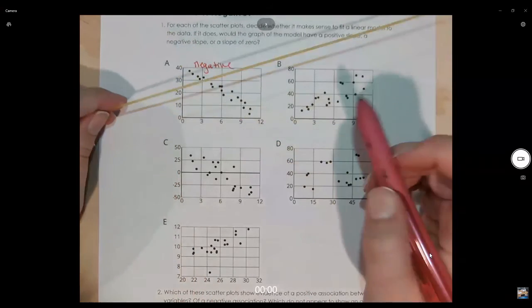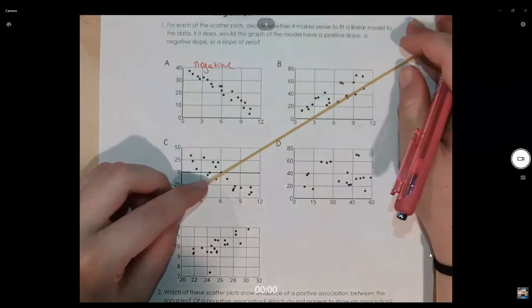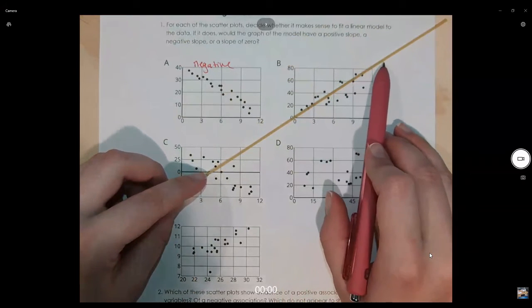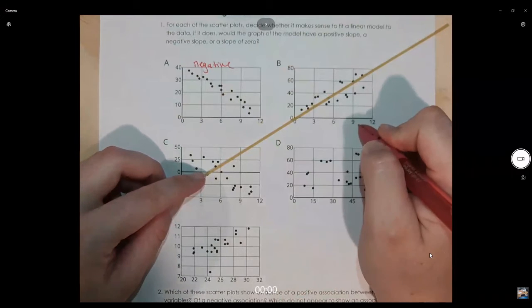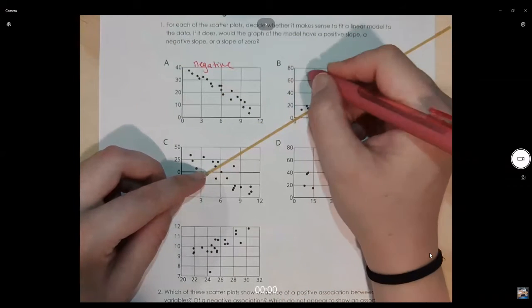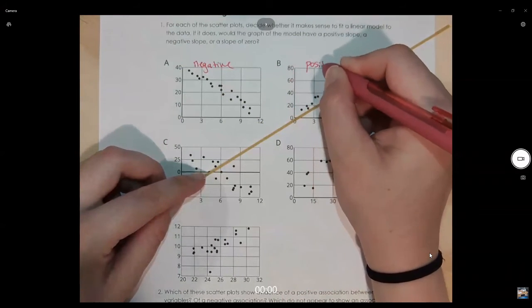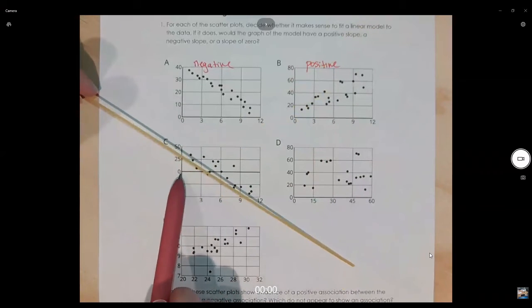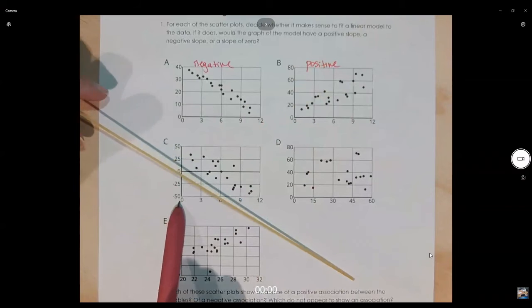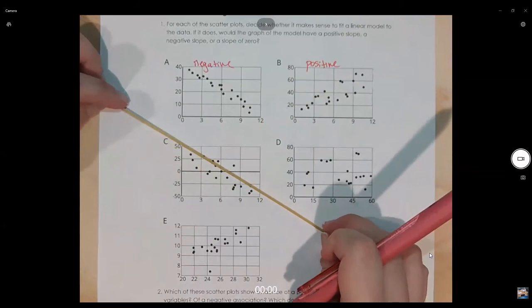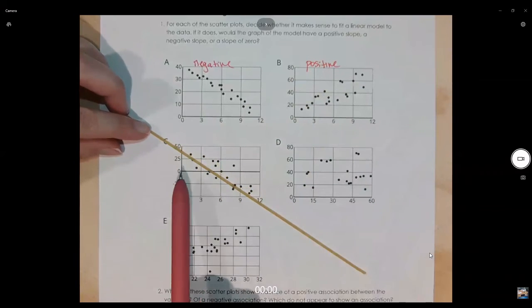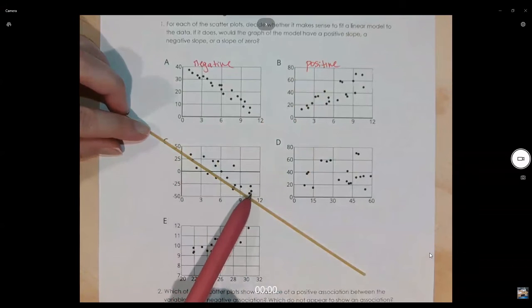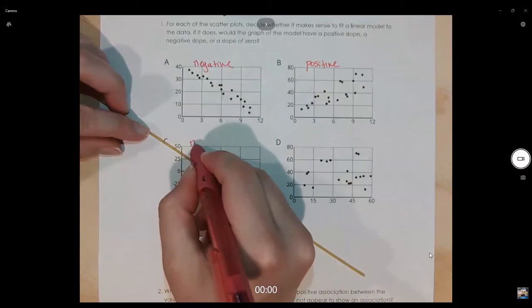For B over here, it's a little more scattered out, but that's okay. You can see as we move to the right, our points are going up. So as X increases, Y also increases, so that's positive. In this case, again, notice now we've got some negative values for the Y values, and that's fine. We're still just looking at the trend of our data, and as we go to the right, as X goes up, Y is actually going down. So this one again is also negative.